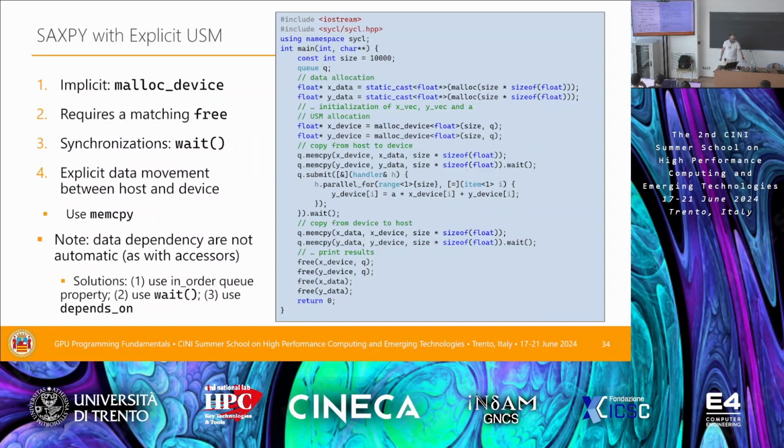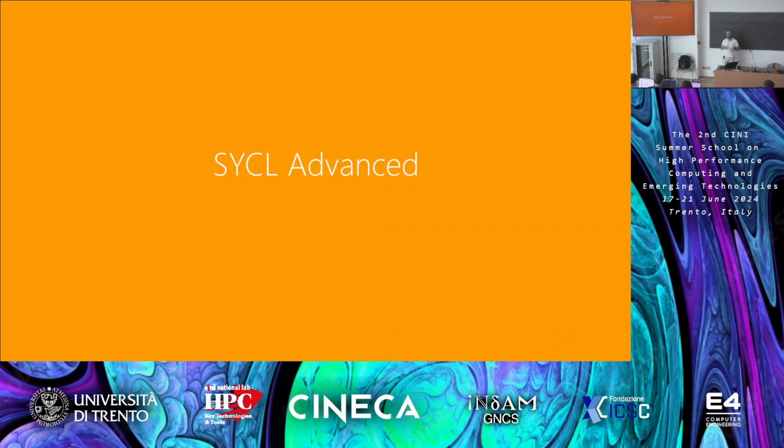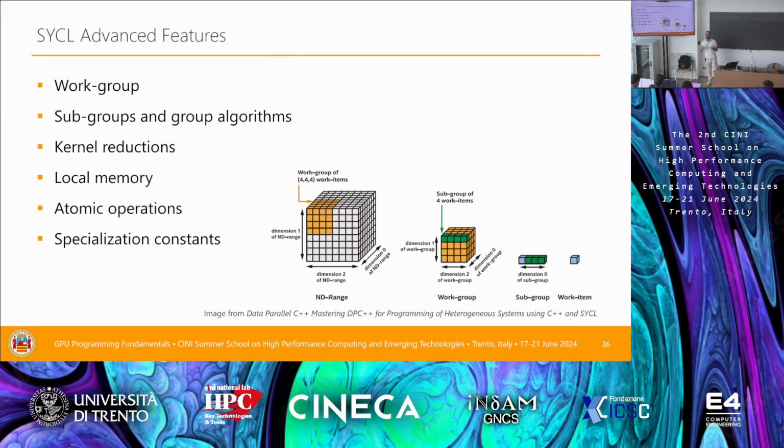Okay, and let's say we have now seen the fundamentals. Now we will have a look at some more advanced features, by which I mean features that need a deep knowledge of the architecture. In particular, we need to exploit the memory model and the execution model, right?